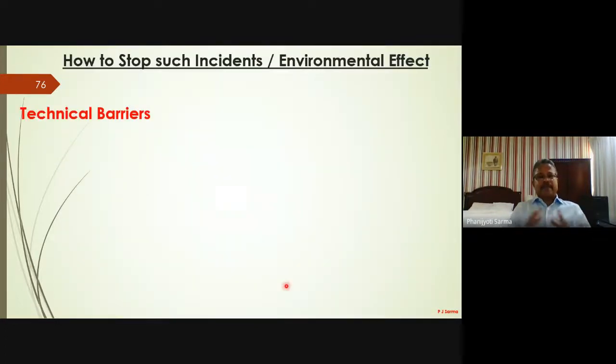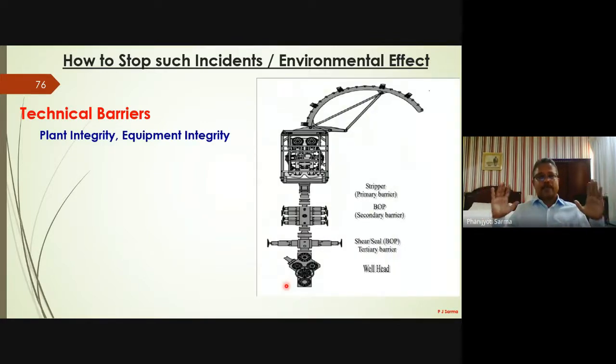Okay, now in a nutshell, how to stop the incident during the well intervention. There are the technical barriers. So what are the technical barriers? During the process of the well intervention, the right equipment is used, the right pressure control equipment is deployed on the top of the Christmas tree. So these are the technical barriers.